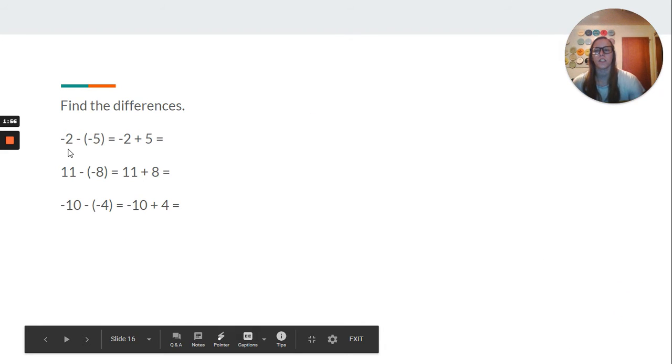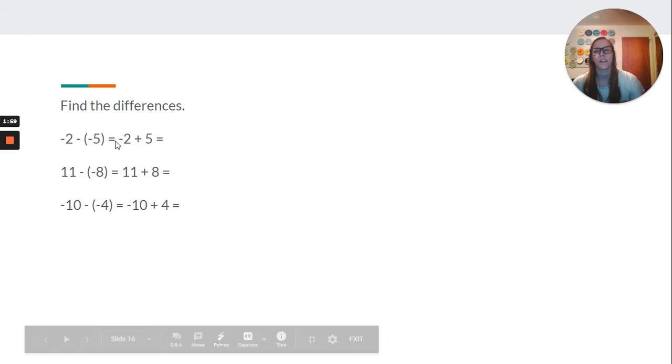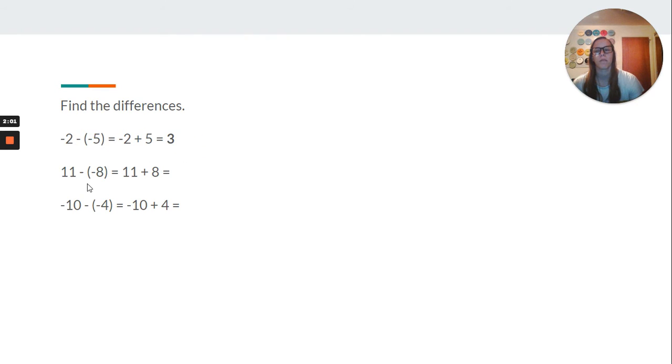Next, we found the differences. So -2 minus a -5 is -2 plus 5 equals 3. 11 minus a -8 equals 11 plus 8, which is 19. -10 minus a -4. -10 plus 4 is going to be -6.